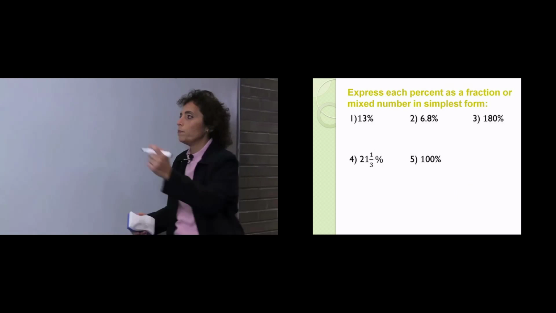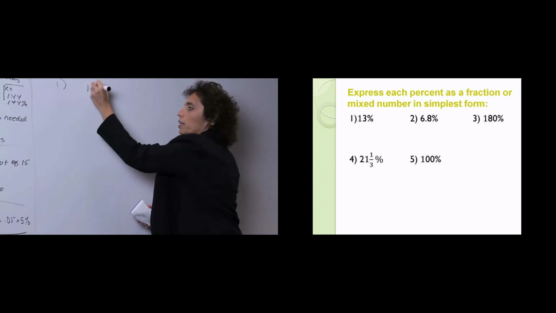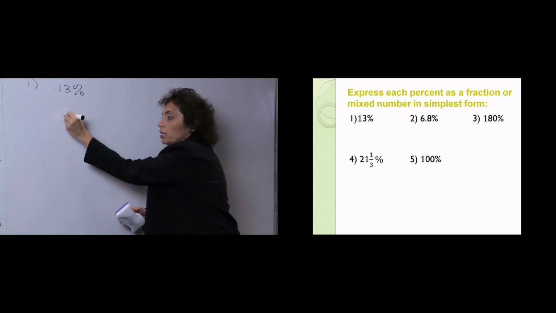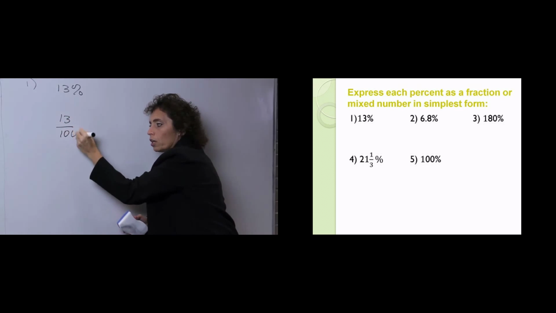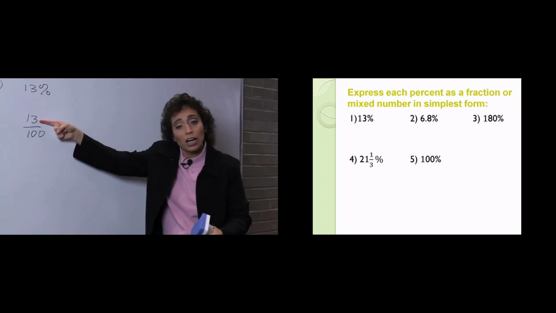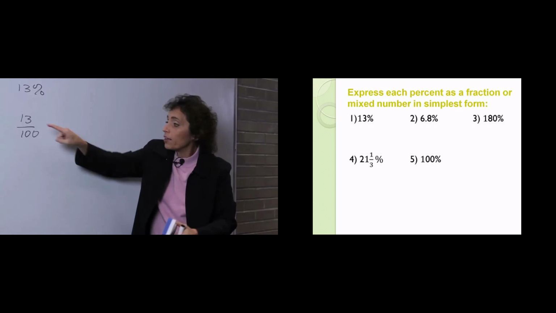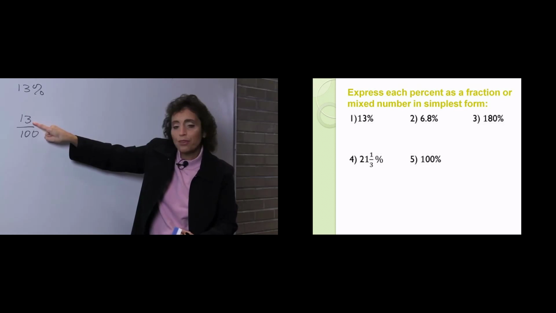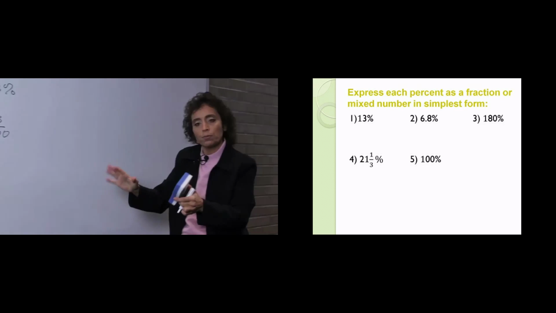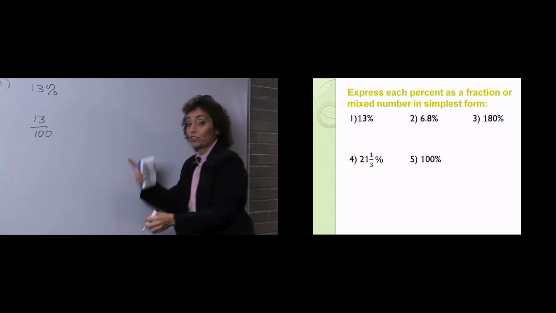All right, number 1. Number 1 is 13%. Percent means out of 100, so that's just 13 over 100. That's it. You want it in simplest form? And that's simplest form because that's prime. Remember what prime meant? Prime meant that the only factors of this number are 1 and 13. Since 13 doesn't divide into 100, that is in simplest form. So we're done there. Don't you wish they were all like that?